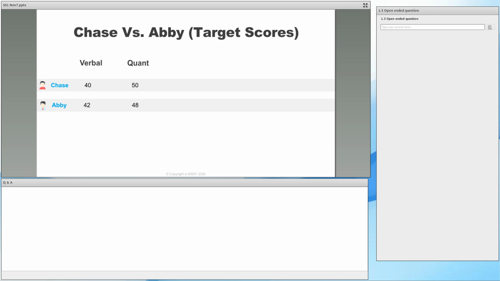So let's just compare Chase versus Abby. Both of them want to get to that same score. You can really see for Quant, Chase is using his strength to get there, and Abby is using her strength in verbal to get there, and correspondingly, they're just filling the gaps with their weaker sections. For Abby, the weaker section is Quant. For Chase, the weaker section is verbal over here. Okay.